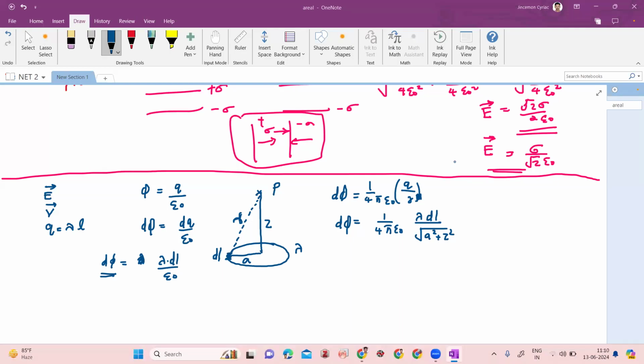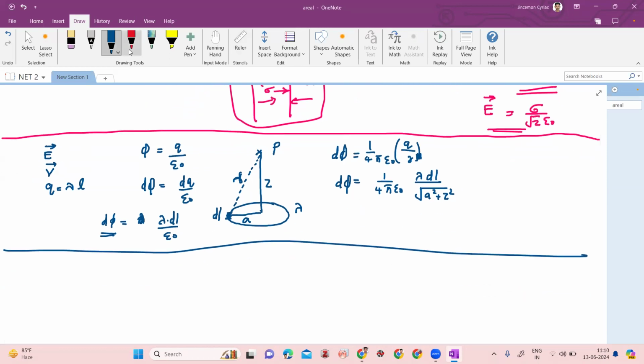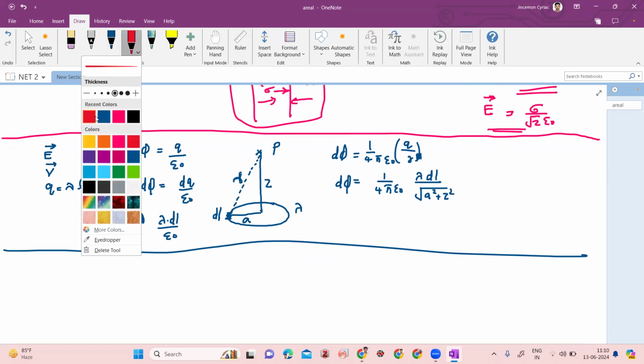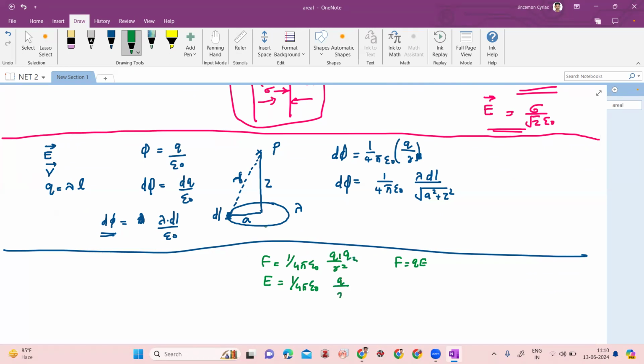I think it may make some confusion, so I will say some more about this problem. Let us consider our value of F. We know that F is equal to 1 by 4 pi epsilon 0 q by r square, and F equal to q into E. Therefore, E is equal to 1 by 4 pi epsilon 0 q1 q2 by r square. We can divide by q, 1 by r square.